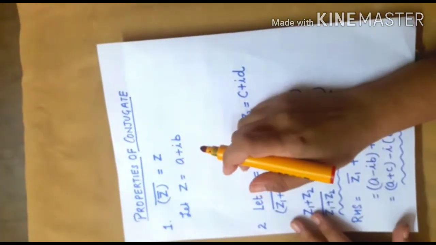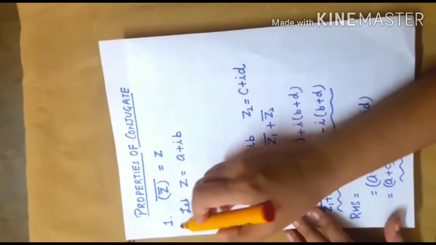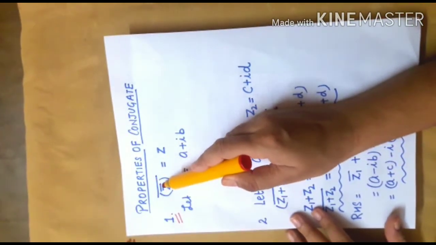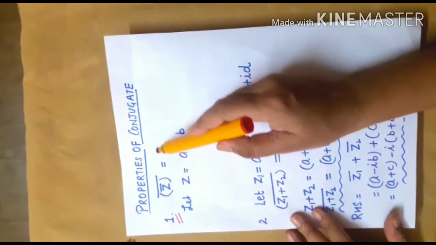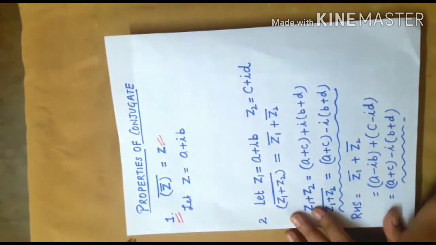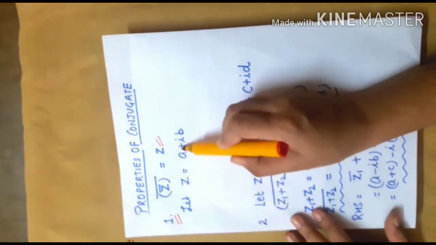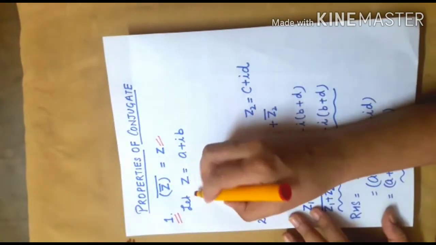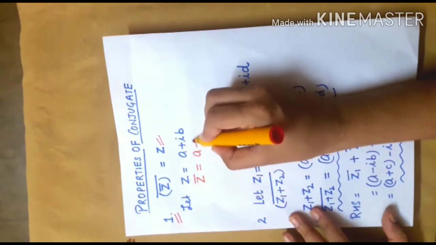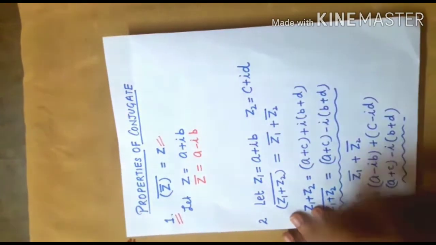Now we will discuss properties of conjugate. The first property is that the conjugate of the conjugate is equal to the complex number z. Let z be a plus iota b. So its conjugate z bar will be a minus iota b.